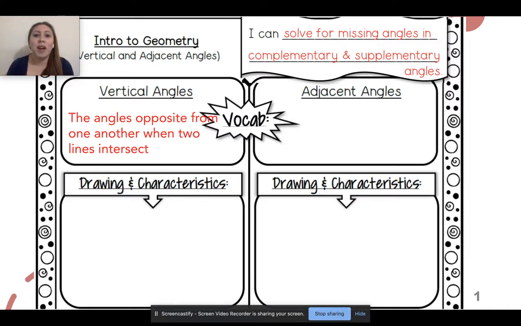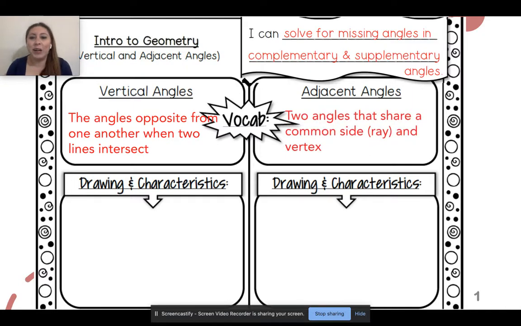Oh, she ran away. And adjacent angles are two angles that share the same common side. Basically, for vertical angles, you're going to draw an X, this angle right here and this angle right here. They're opposite each other. Those are vertical angles. Adjacent angles, meaning this angle right here touches this one. Sorry, everything's backwards. So this angle right here and this angle right here are adjacent because they're next to each other.